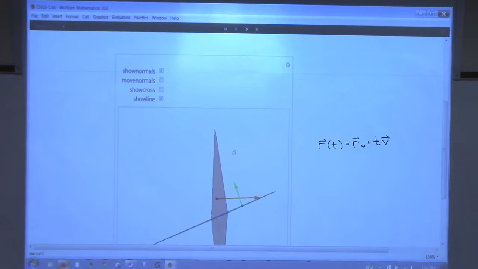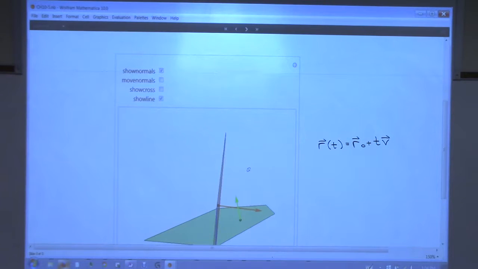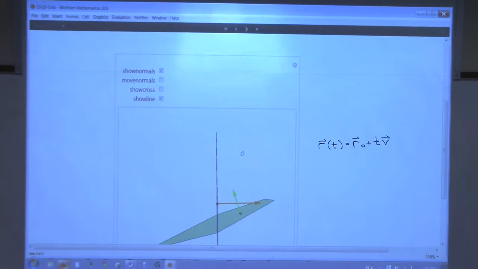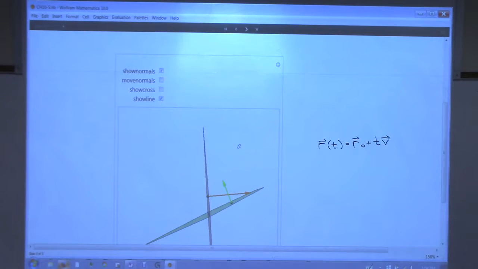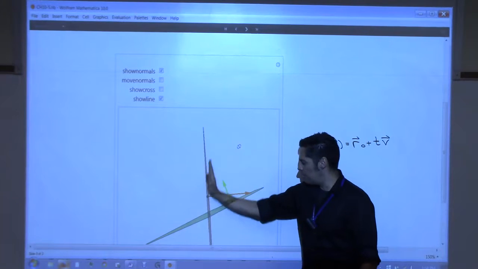Then I take the normal vector of the other plane. Try and come in on the side and take a look at it. It's not perfect, but good enough. See the orange one, right? That looks perpendicular to this plane.